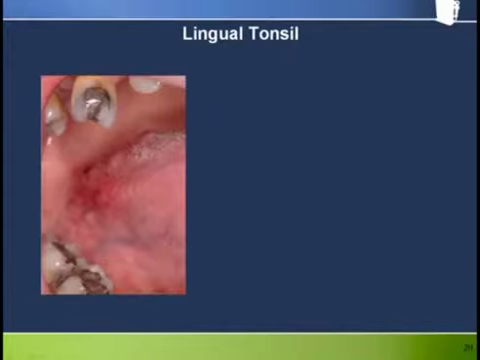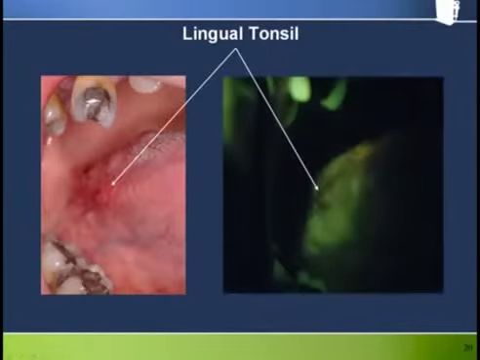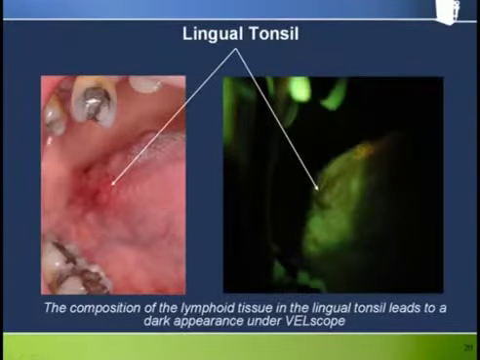After seeing the pronounced loss of fluorescence associated with lymphoid tonsillar tissue, it should be no surprise that the lingual tonsils also present quite darkly under fluorescence visualization.